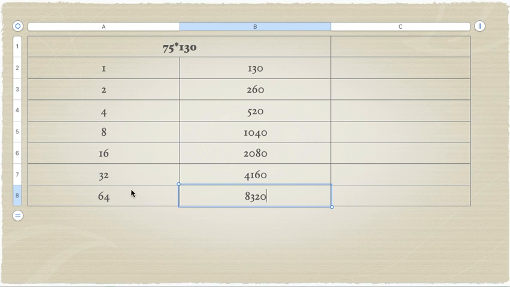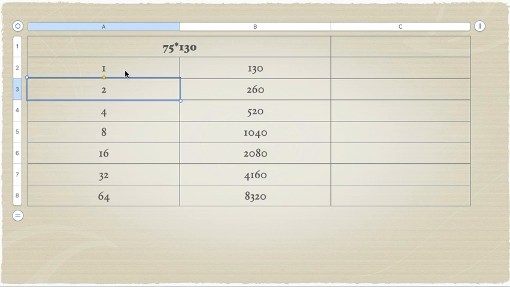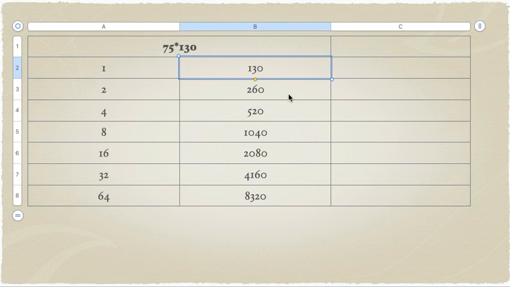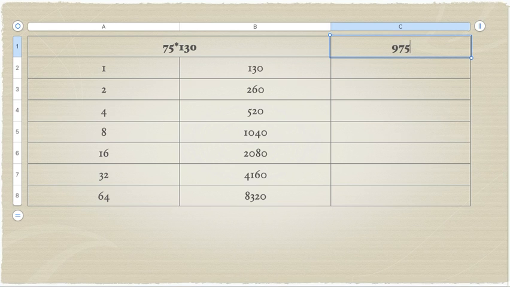Fantastic. So what will get you to 75? That's 64, 8, 2, and 1. That's a 75. So the corresponding values would be 130, 260, 1040, 8320. So that will give you 9750. So basically you multiplied a really large number without the help of any multiplication tables or a calculator. You can cross-check that, it's basically all addition, no multiplication at all.